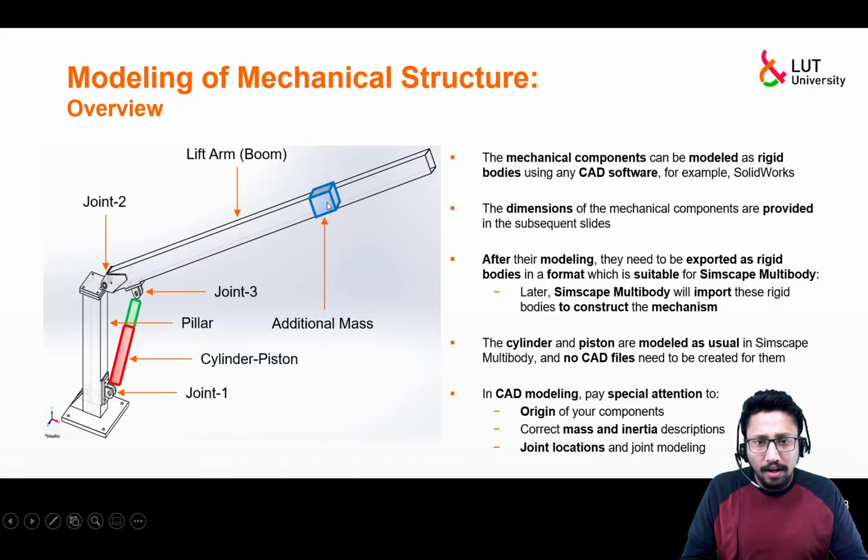If you see here, actually you cannot see it here, but in the later slides you can see that this lift arm is a hollow rectangular structure with some thickness, and the pillar is also a hollow rectangular structure. So obviously their mass and inertia properties will differ.